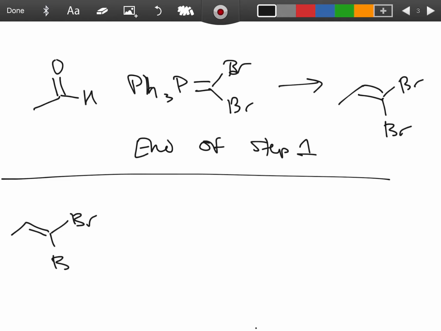Step 2 is you have this dibromide and you treat it with n-butyllithium. So we know if we have a halogen and an n-butyllithium, we're going to do a lithium-halogen exchange. That reaction is actually even faster than a deprotonation. So we will do a lithium-halogen exchange.